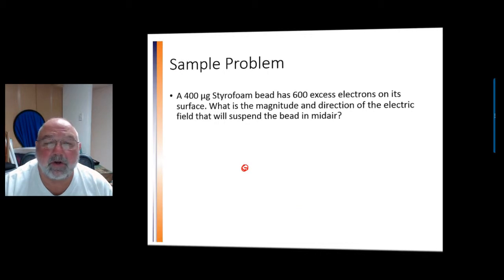And we want to know what the electric field is. Well, I'm assuming up on the slide is in the up direction, so we would need an electric force in the upward direction to hold it. And that's the force from the electric field. And gravity would be pulling this styrofoam bead down. So there's our free body diagram. Now we just have to put that together.